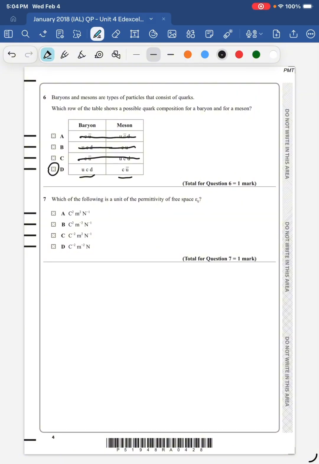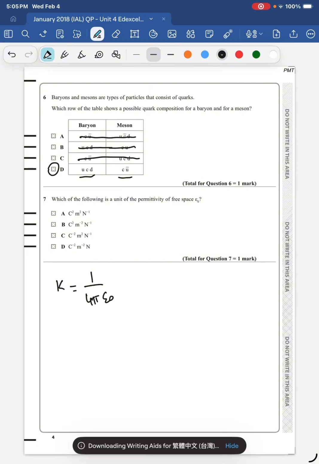Question 7. Which of the following is a unit of the permittivity of free space epsilon naught? Okay, I was thinking that maybe this is a question that is related to the previous spec, but it's a valid question for the current spec in 2026. So let's do it. So k, the Coulomb's constant, is 1 over 4 pi epsilon naught. Okay, that's the way to work this out.